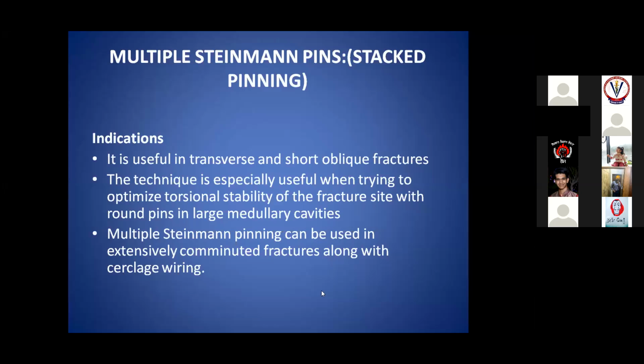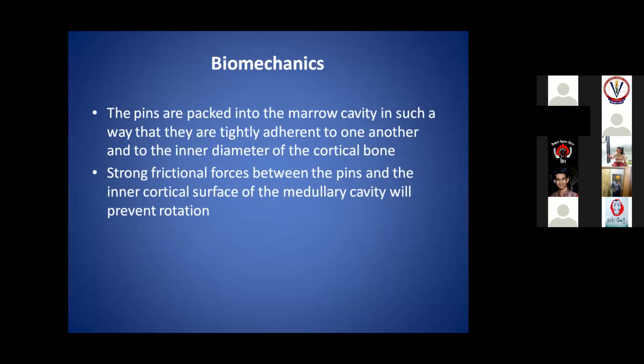Okay. Again, the indications are transverse fractures, and we are trying to optimize the torsional stability of the fracture when we are using more than one pin. Multiple pins can be used in extensively comminuted fractures along with subclass wires. So the advantage of using ancillary devices like subclass wiring with a simple intramedullary pin will also hold good for multiple pins. Biomechanically, you are packing the medullary canal tightly with more than one pin, and there are strong frictional forces between the pins and the cortical surface. So it prevents rotation. That is the basic biomechanics of using more than one pin.